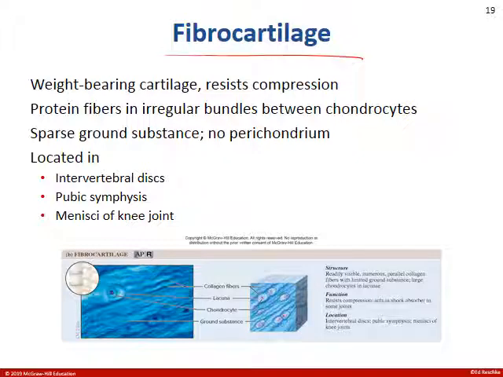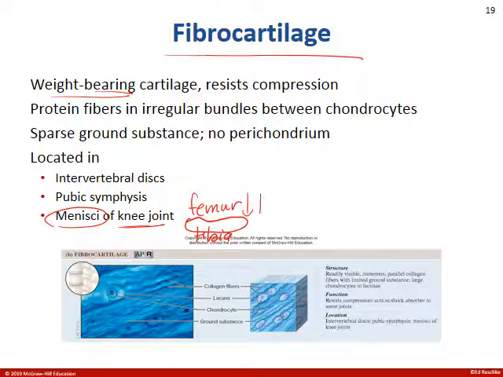Fibrocartilage is the second type of cartilage we're going to talk about. This is weight bearing. You're going to find it in the menisci, or meniscus, of the knee, between your femur and your tibia. This is where the impact from running goes, to the fibrocartilage. So this is weight-bearing cartilage.